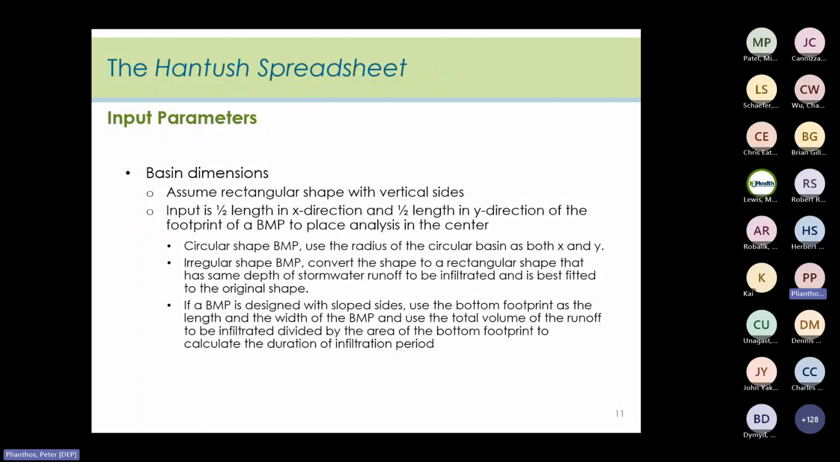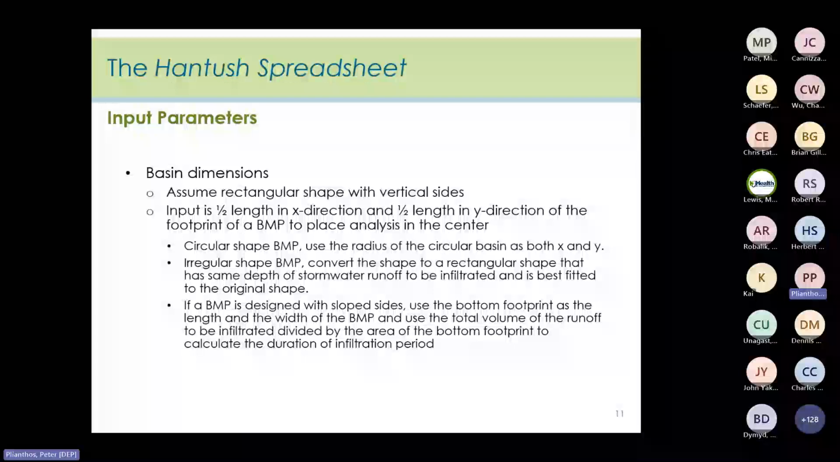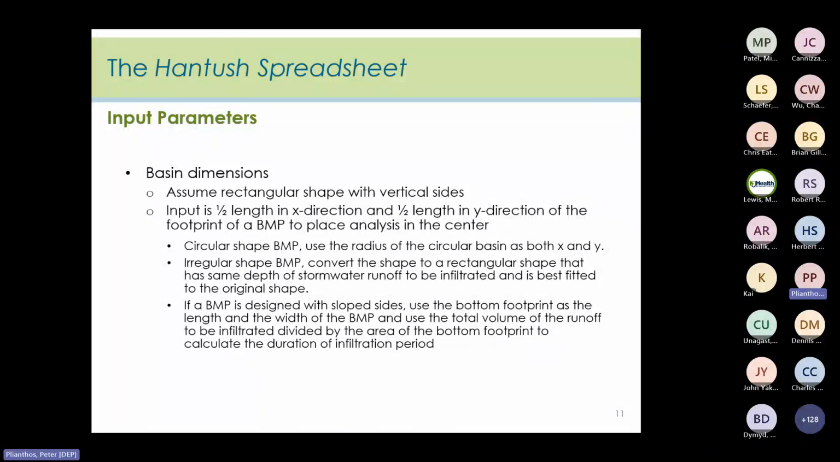The hand-touch spreadsheet assumes that the BMP is rectangular in shape and the sides of the BMP are vertical. So we use the width and length of the bottom area of the BMP, also called the footprint, but since the mounding is highest at the center of the BMP, for graphing purposes, we use 1/2 of each dimension as the inputs for the length and width, which correspond to the X and Y axes, respectively.